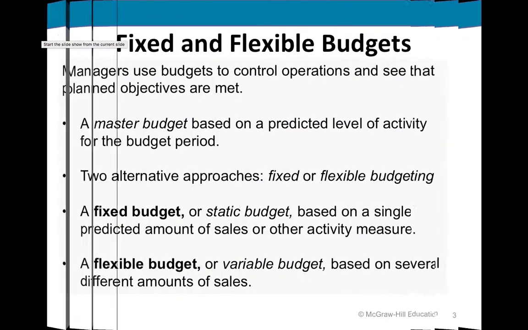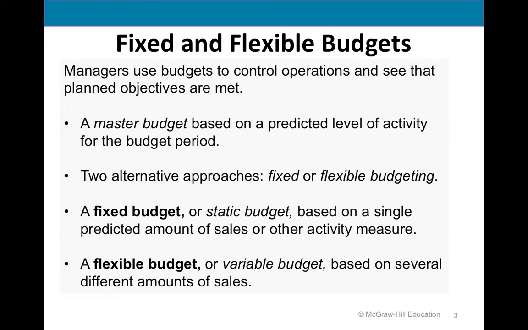Okay, now, what is a flexible budget? Remember, the ones we did before, regular budgets, are considered a master budget, and it's called a fixed budget. It means it doesn't change. A static budget is based on a single activity measure, sales amount, and it doesn't change. It doesn't matter how much we do, it doesn't change.